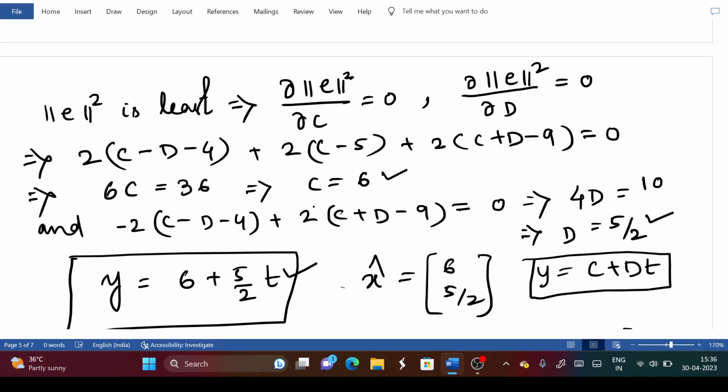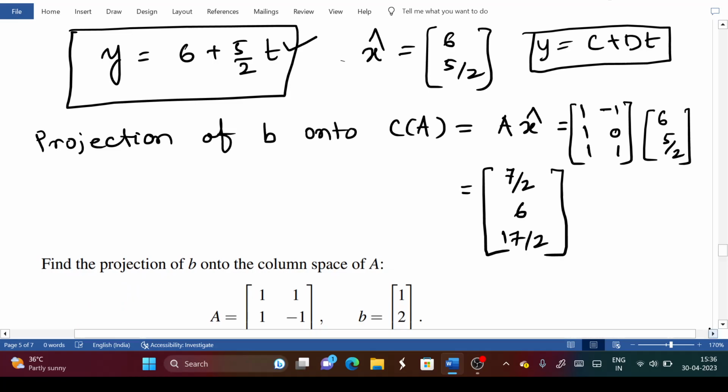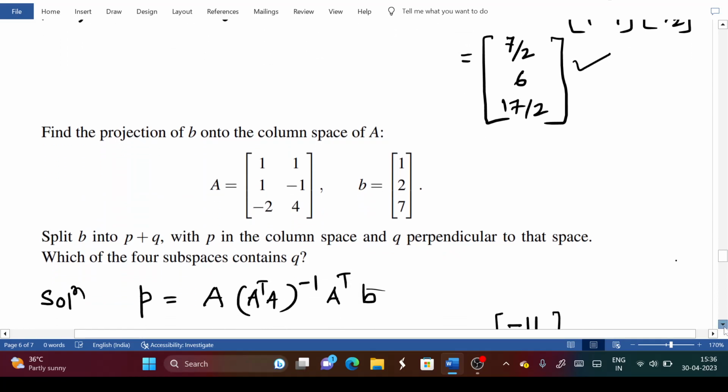Already this is my x cap. Now as this is my x cap, the projection of B onto the column space of A is Ax cap. So this is my A, this is my x cap. Finally, this is my projection vector. Okay, I hope there is no confusion. It is just simple calculation: put in the formula, get the answer.